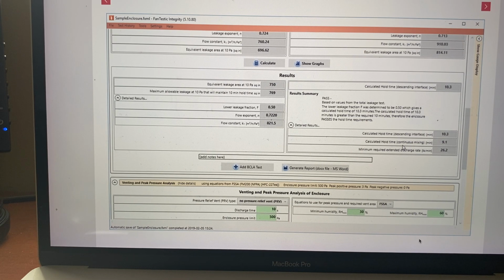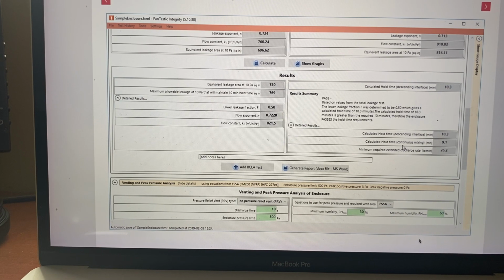Continuous mixing would be the other option if the agent and air is mixed continuously and forms a concentration. The hold time would be 9.1 minutes. That's 9.1 minutes to go from the initial or the starting concentration to the minimum.